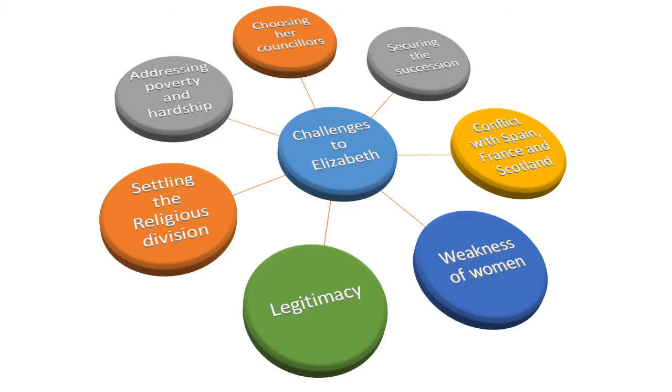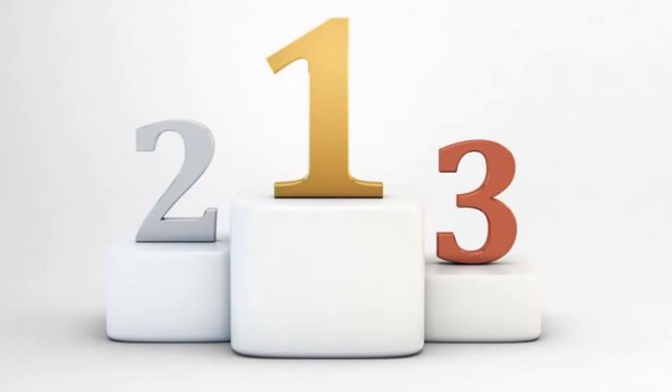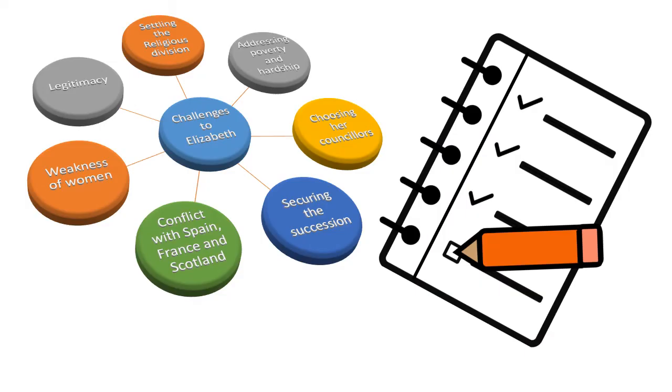Remember, you want to be able to refer to all 7 of these challenges and have a clear ranking of their order of priority and significance to Elizabeth, and also have an idea of what criteria you are using to rank these challenges.